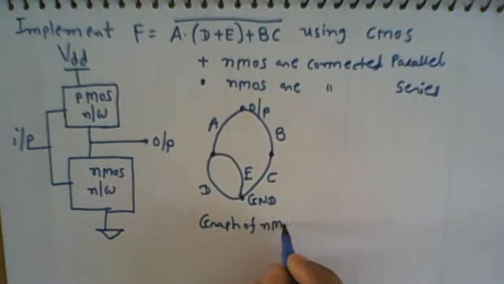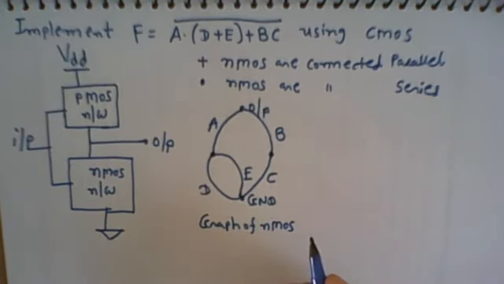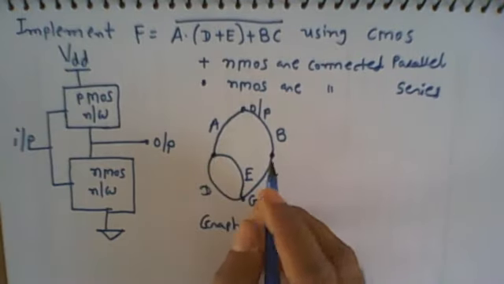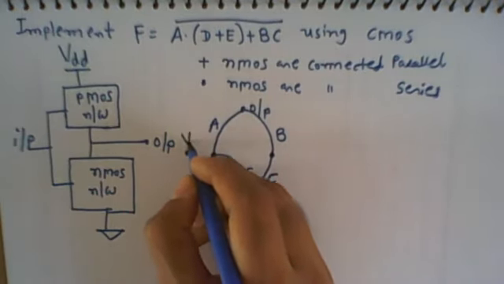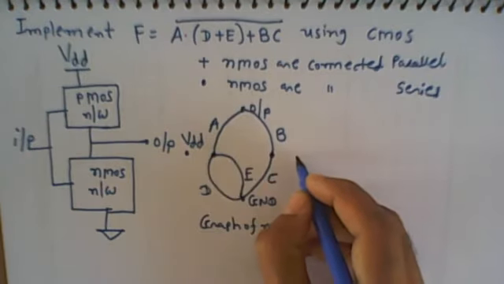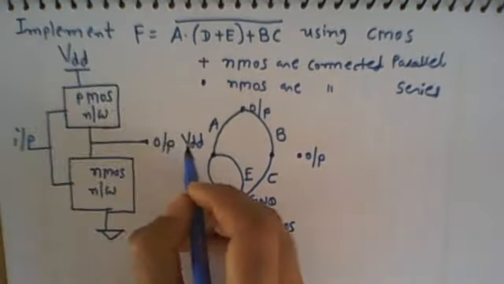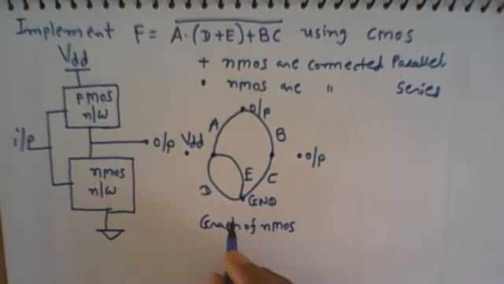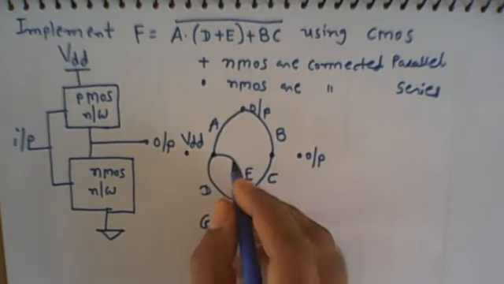Graph of the NMOS network. Now to find the PMOS network graph, it is the dual of the NMOS network graph. So we have to find the dual of this. How to find the dual? The PMOS graph is between VDD and the output, right? And this NMOS graph has two loops.